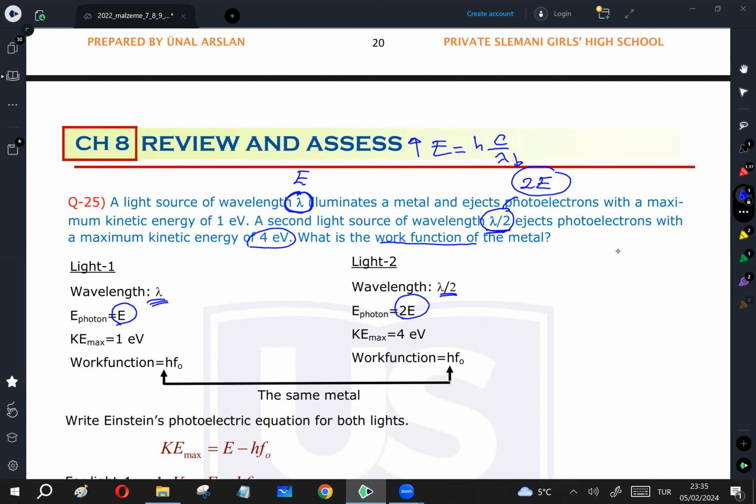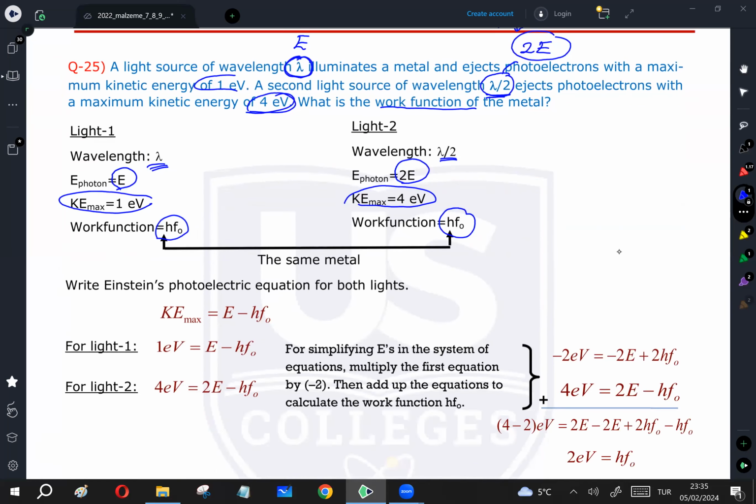Light 1 will have a photon energy E, light 2 will have a photon energy 2E. And light 1 ejects electrons with a maximum kinetic energy of 1 electron volt, but light 2 ejects electrons with a maximum kinetic energy of 4 electron volt. Because both are illuminating the same metal, the work function is going to be the same for each light. So we are going to write Einstein's photoelectric equation for both lights. What is Einstein's photoelectric equation? Maximum kinetic energy of the photoelectrons is equal to energy of the photon minus work function.